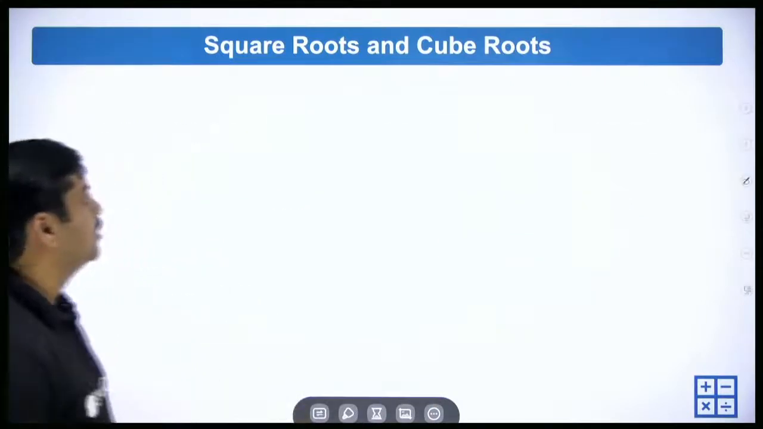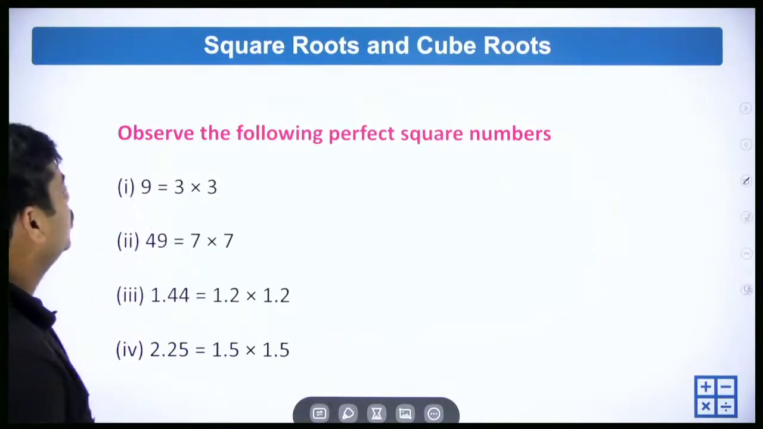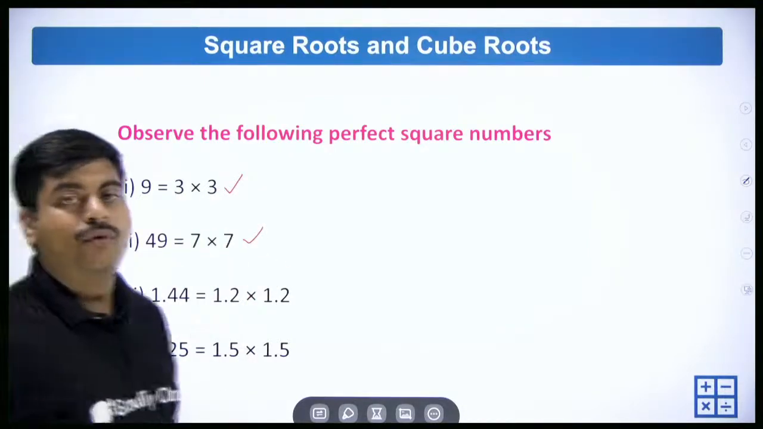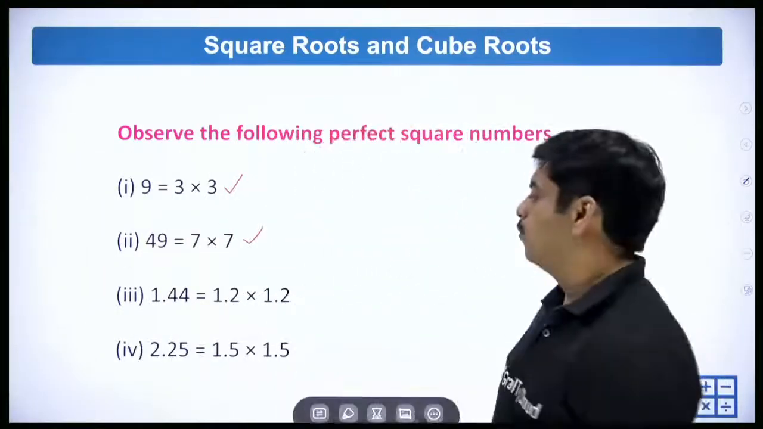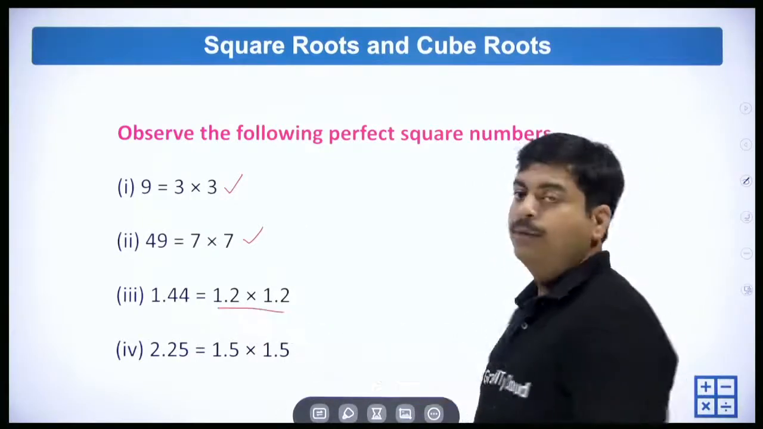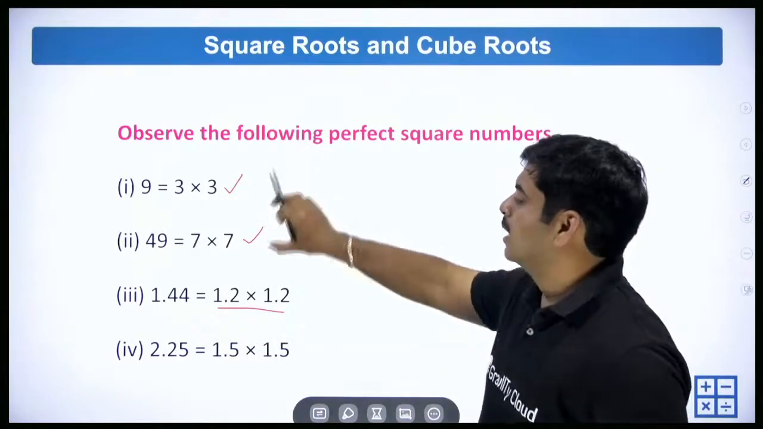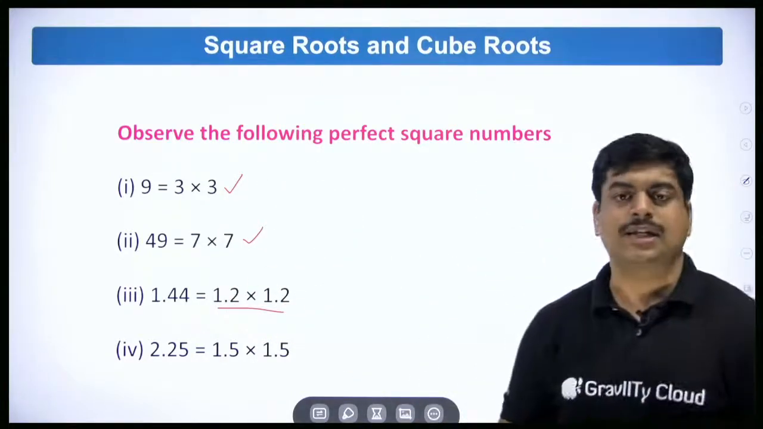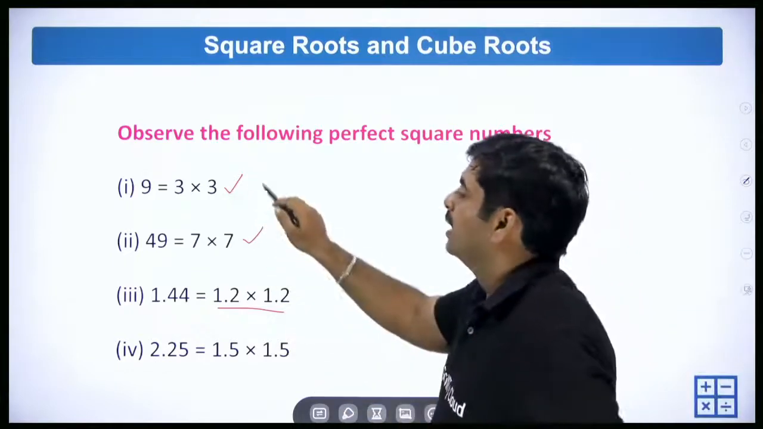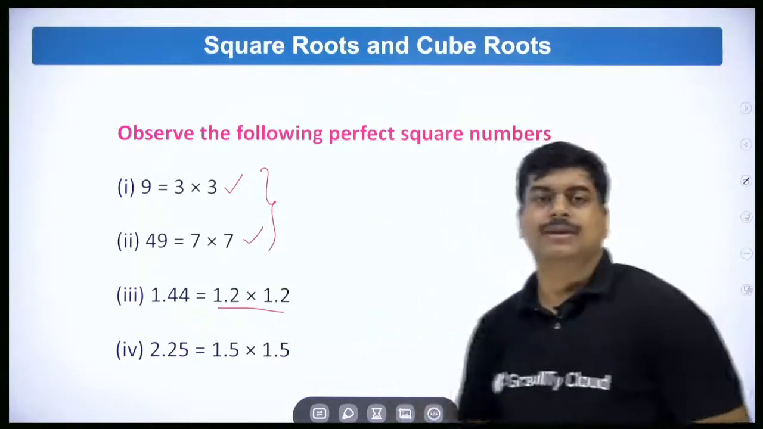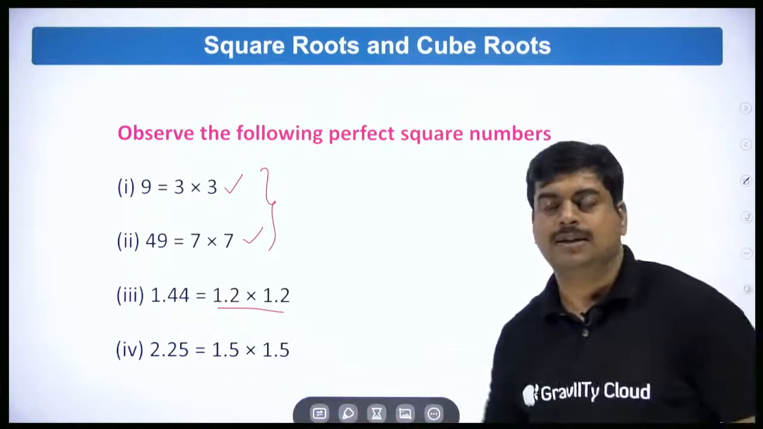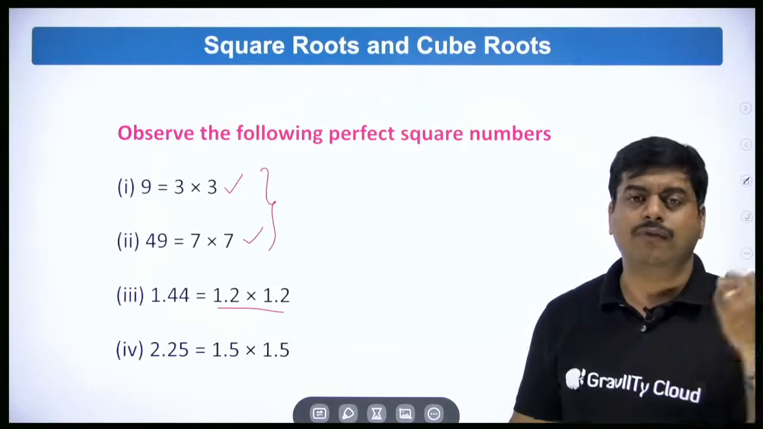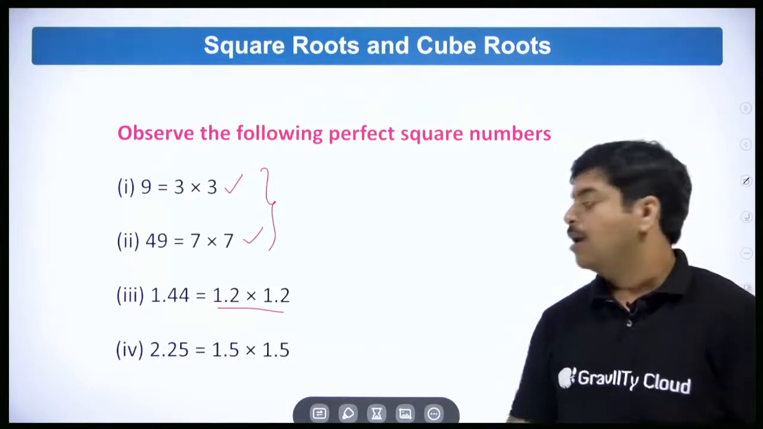So in the same way, let's try to understand more about that. So 9, 3 into 3, yes, that is a perfect square. 49, 7 into 7. 1.44. Be very careful. 1.44 is 1.2 into 1.2. Is there any difference between the first, second, and third, fourth? Yes, we have a difference. What is that? We have perfect integers here, perfect numbers, right? But here we have decimals. All the same thing. 1.44 is 1.2 into 1.2. This is exactly the same as what we are discussing for perfect squares.